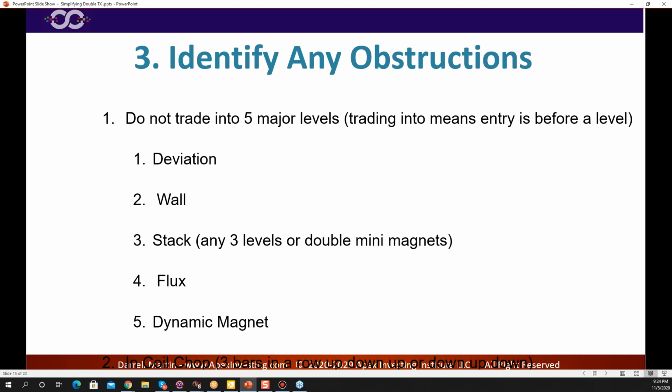We talk about identifying obstructions. And this right here should be nothing new to any of you. Okay? These are the same exact obstructions that we have for the filtered trade. We don't trade into these 5 major levels. Okay? The deviation levels, the walls, stacks, a stack which is any 3 levels or a double mini magnet level, flux levels, or dynamic magnets.